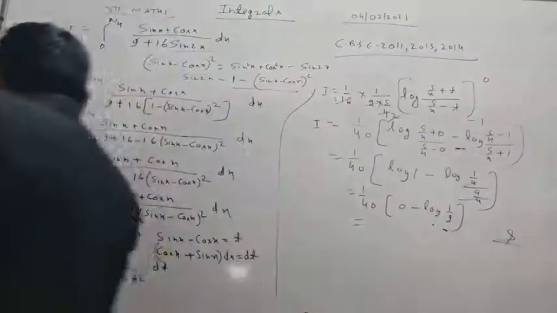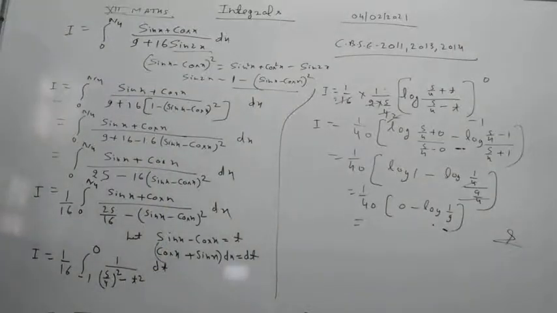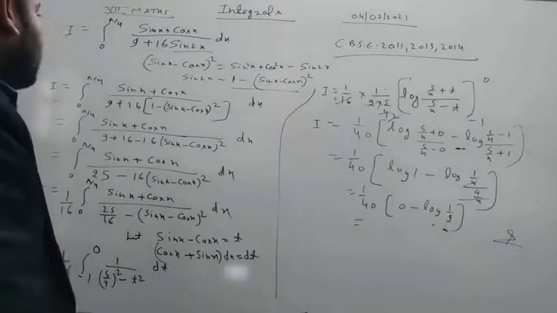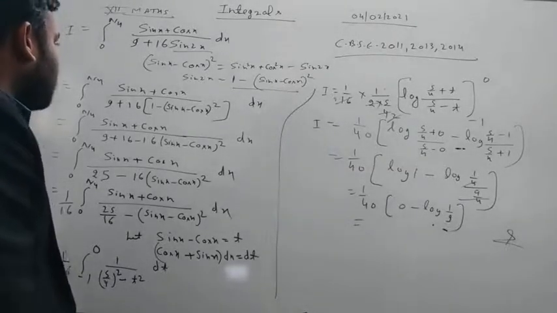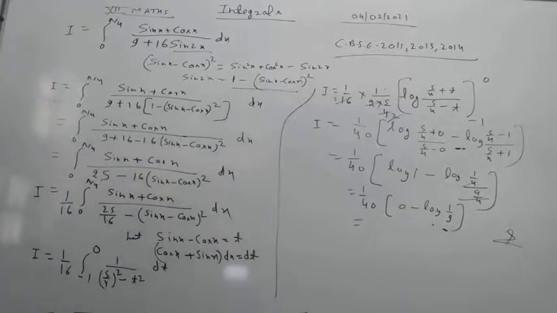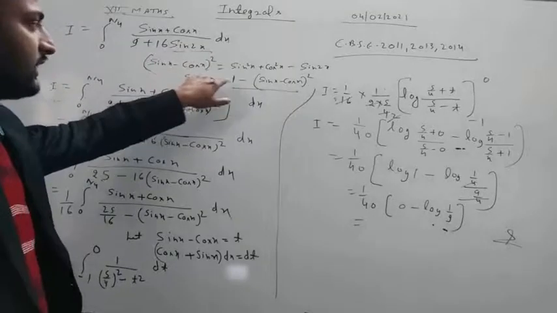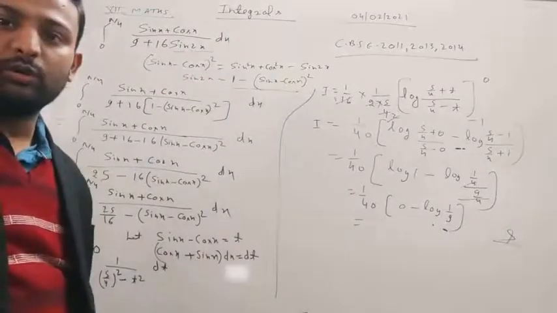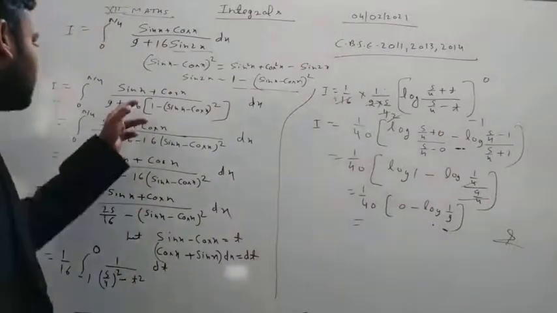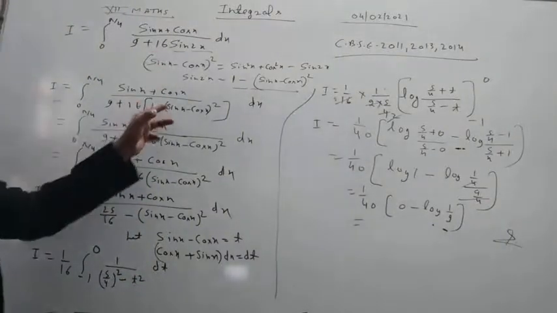Okay students, now let's see once again what we are doing in this question and what is given. Our question is the integral from 0 to pi by 4 of (sin x plus cos x) by (9 plus 16 sin 2x) dx. In this question we are supposing that this is sin 2x, and its value can be written as 1 minus (sin x minus cos x) whole square.